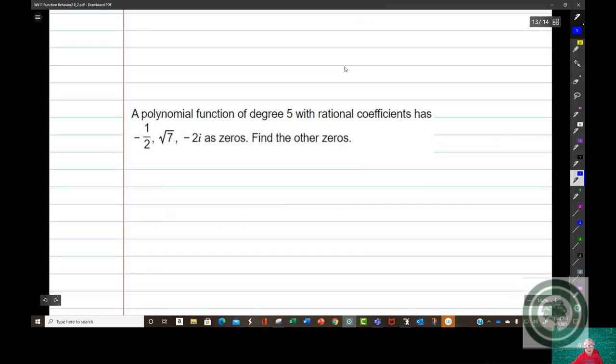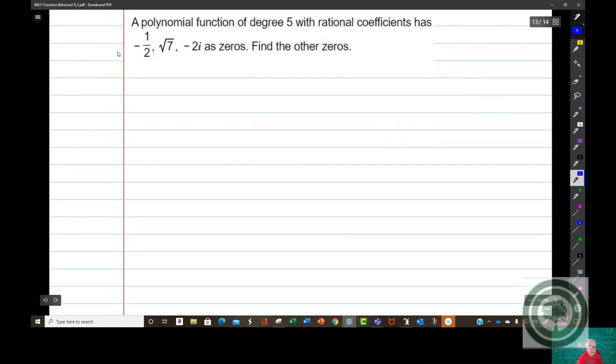And, oh my goodness, a degree 5 polynomial. There have to be 5 zeros. Well, this is rational. That's a good one. This is irrational, so it will be accompanied by its conjugate. This is complex, so it will be accompanied by its conjugate, positive 2i. That's all there is to it. You write these two numbers in the answer box, not all 5. Well, see, now you do have 5 zeros, though. 1, 2, 3, 4, 5.